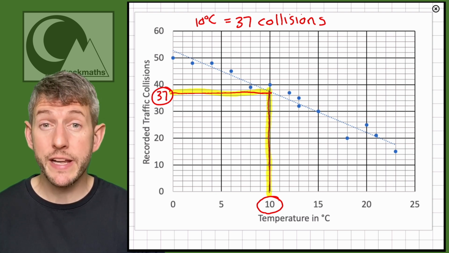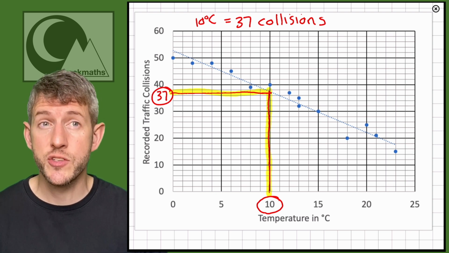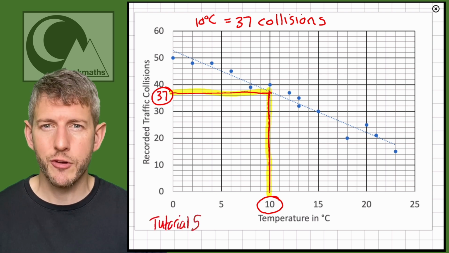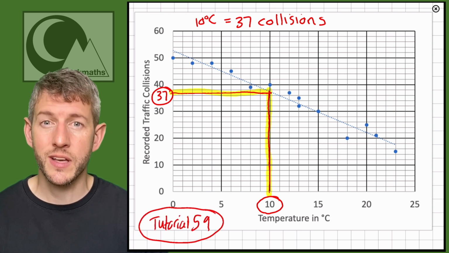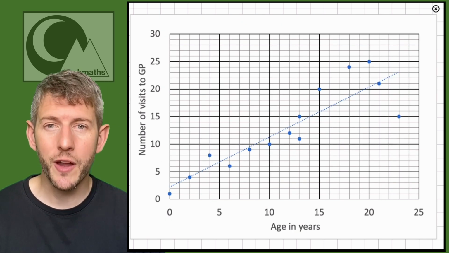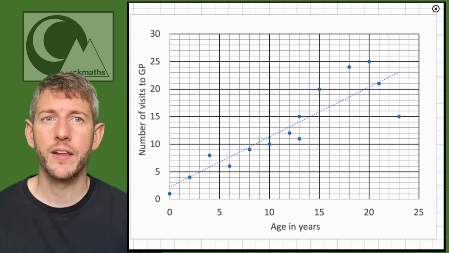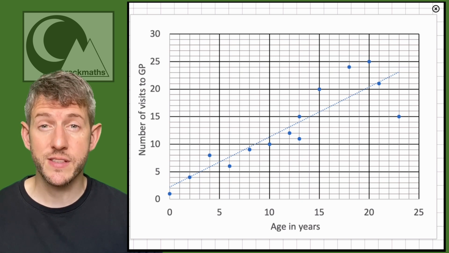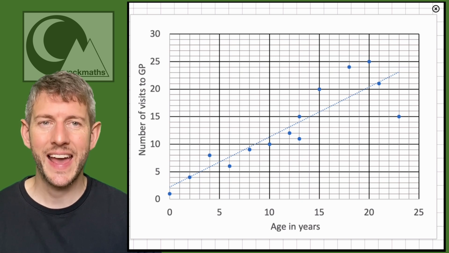If you need more help reading from graphs, there is a tutorial available to you. It's tutorial 59, which is how to identify the scale of a graph. Otherwise, keep with me and let's look at some examples. So here we go, we've got another example here, and this time we've got a graph which shows the number of visits to the GP, plotted against age in years.